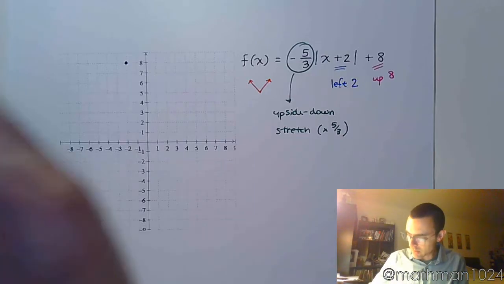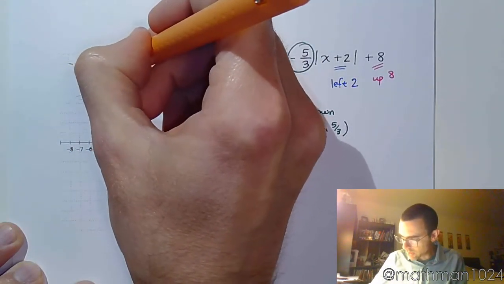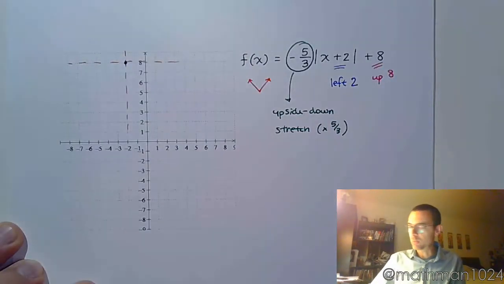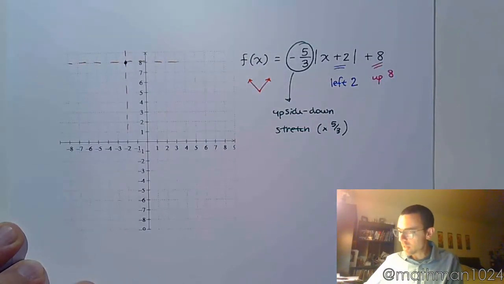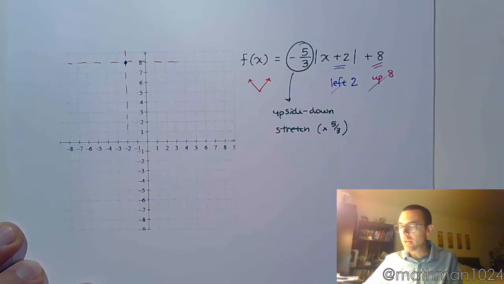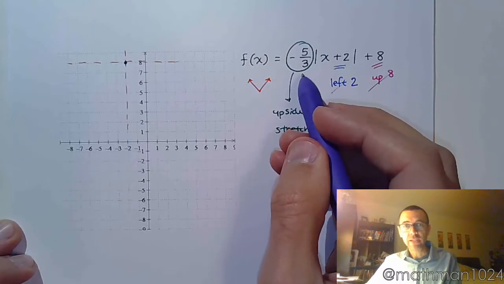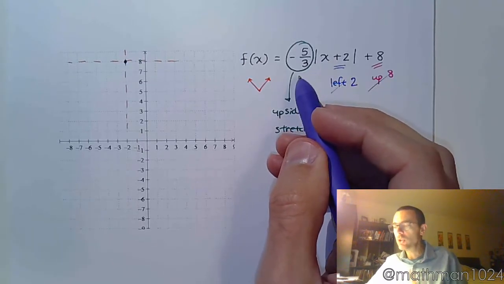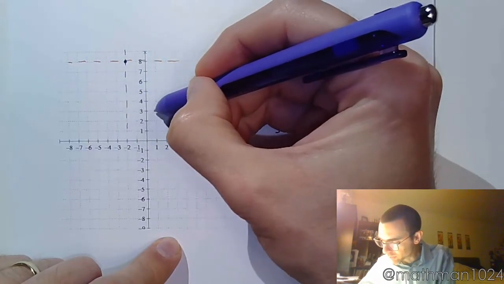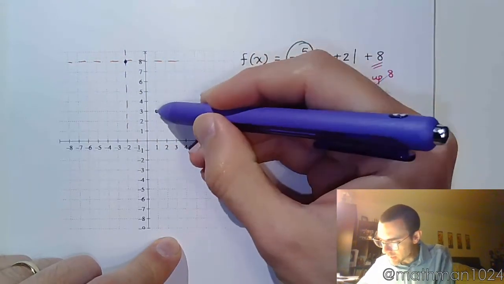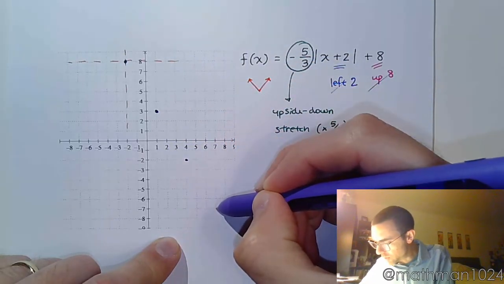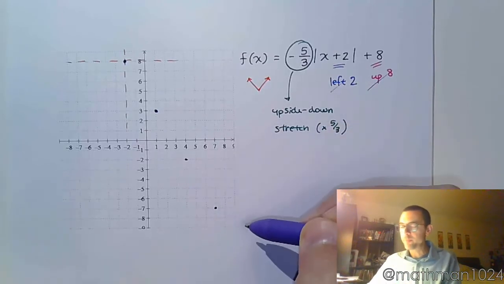And let's draw our new x-axis through here, our new y-axis, and let's get other points. So again, at this point, I've already done left 2, up 8. I'm done with that. I now need to use that negative 5/3. And again, since this is absolute value, you can just use that like a slope. So from here, go down 5 and over 3. Down 5 and over 3, and you keep going until you run out of room.